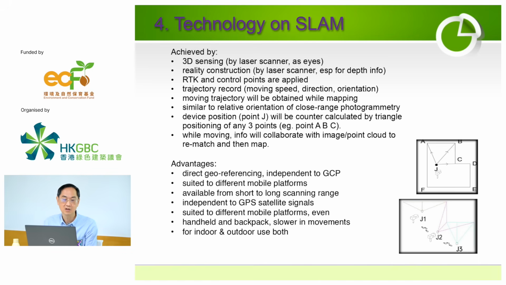The moving trajectory will be obtained while mapping, similar to the relative orientation of close-range photogrammetry, just like we talked about before with photogrammetry. For example, the position will be calculated by triangulation, or triangle position of any 3 points. For example, A, B, C, we define or confirm our position.